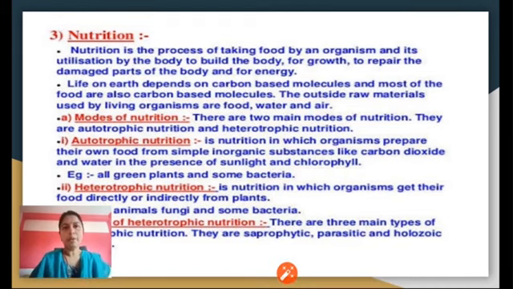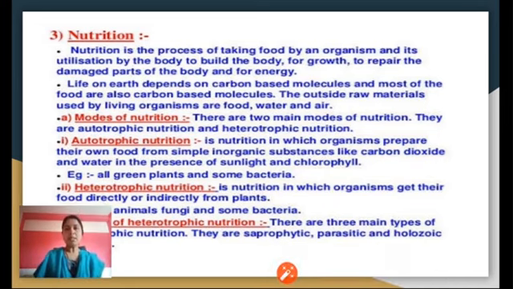Coming to autotrophic nutrition, if you see the term autotrophic, auto means self and troph means nutrition. So the term autotrophic means self-nutrition. Here we can define this mode of nutrition as the nutrition in which the living organism can prepare their own food from simple inorganic substances. And what are these inorganic substances? Carbon dioxide and water, in the presence of sunlight and chlorophyll, is termed as autotrophic nutrition.